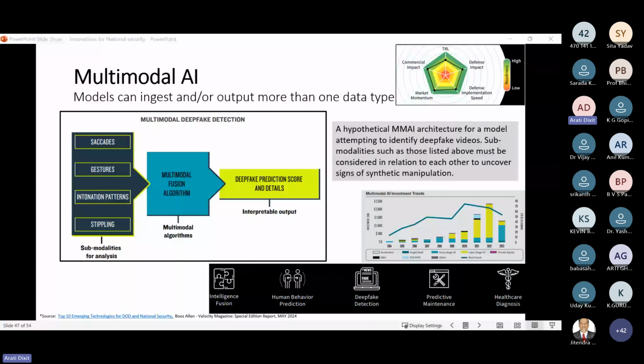And we can take a look at the radar chart as well as the investment charts to take a cue on what areas still need some support and where we can contribute in different areas and so on. And the use cases can be seen on the bottom right. Again, intelligence fusion, human behavior prediction.